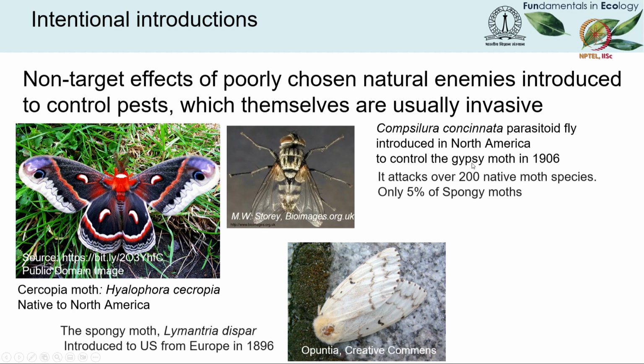And so they introduced this, and it was also from Europe, just like the gypsy moth, which kind of makes sense. So they knew it used the gypsy moth, but they didn't know that it also used many, many native moth species in North America. It uses over 200 moth species in the forest of North America, and actually doesn't really use the gypsy moth very much. So it definitely has not contributed to controlling the gypsy moth, but it's had a profound impact on the native moths in the North American deciduous forest.